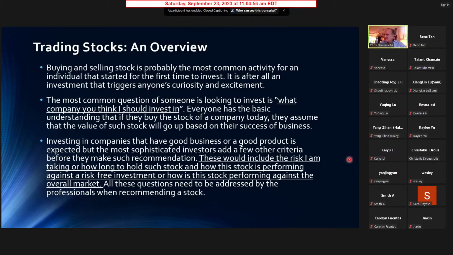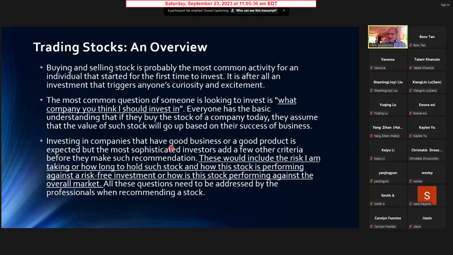Everyone has that basic understanding, of course, that if you buy the stock of a company today, you assume the value of that stock will go up based on the success of the business. And that's true. Warren Buffett, whom we'll discuss later, is exactly how he picks stocks. He picks solid management, solid companies with solid products, and he sticks with them. If they have a good product, they will make money, so the success of the business definitely contributes to the stock price. So if you feel the company is going to be successful, that's the most basic analysis you want to do on a stock.